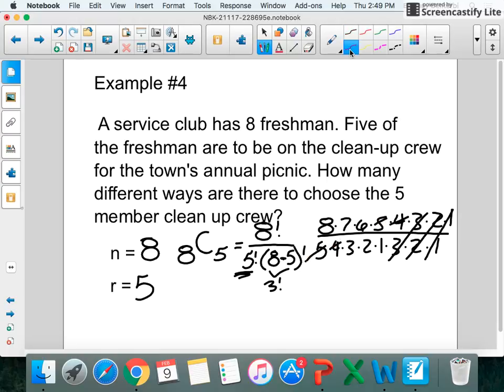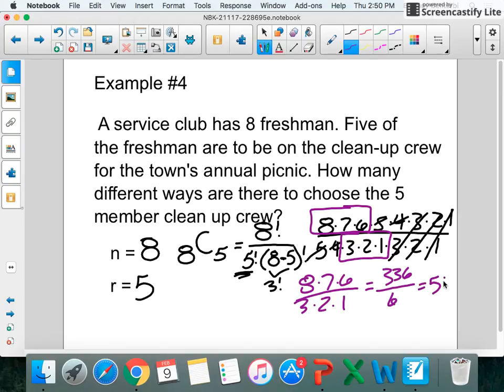So if we look here, I'm left with 8, 7, and 6 on the top, and I'm left with 3, 2, and 1 on the bottom. So you get 8 times 7 times 6 over 3 times 2 times 1, which gives you 336 over 6, which simplifies down to 56 different ways to choose the crew members.